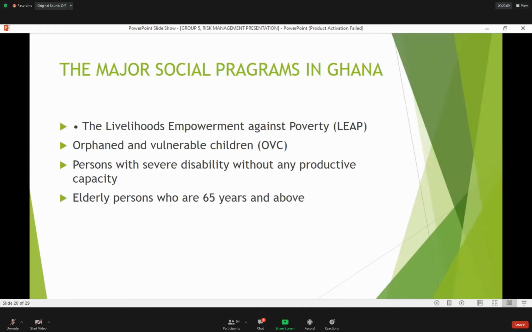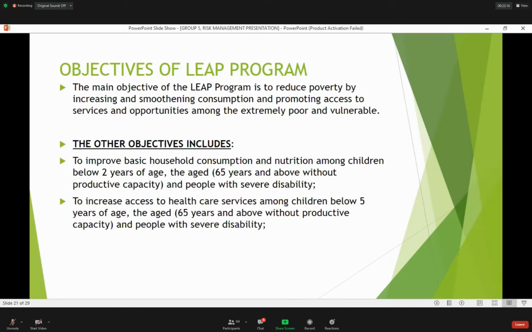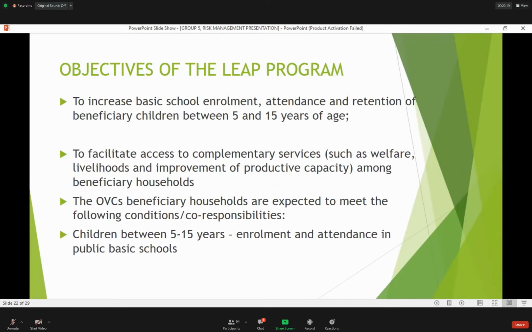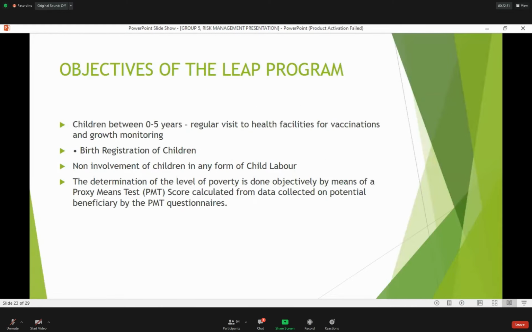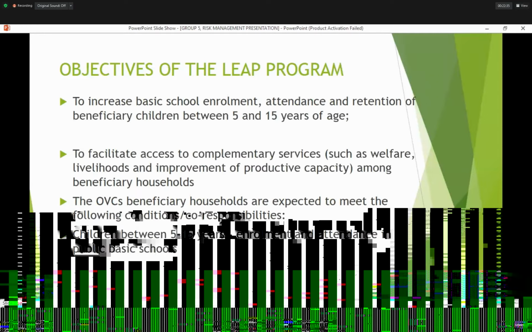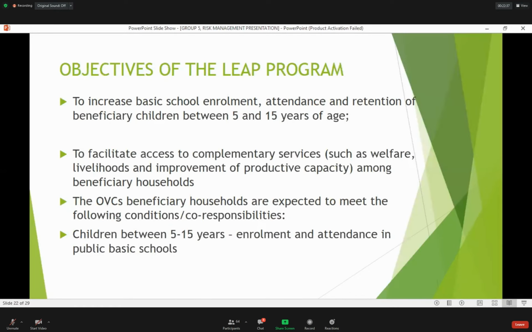Now, they had several objectives, but their main one was to reduce poverty by increasing opportunities for the extremely poor and vulnerable in society. Secondly, they were supposed to increase household consumption and nutrition among infants below 2 years and adults over 65 years. Also to increase healthcare for infants below the age of 5 and adults above the age of 65. And they also include birth registration of children, among many others.